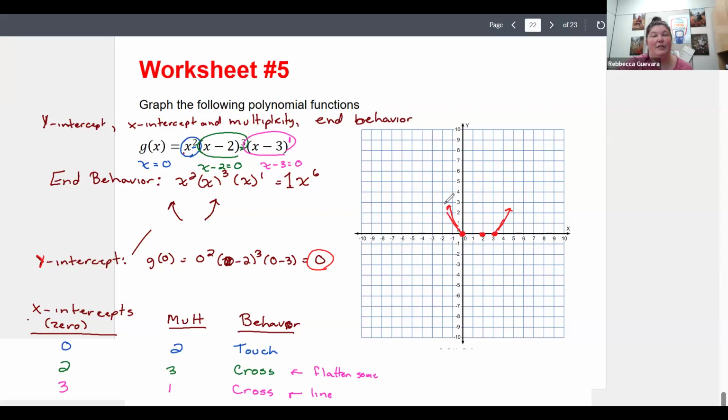So if that's true, what's going to happen here, I'm going to pick a new color, is I'm going to come at this 0, which has a multiplicity of 2, so I'm going to touch. So I come down and I touch and I turn away. I'm going to have to turn away and come back because I'm supposed to hit here at this 2. So a 0 at 2 had a multiplicity of 3, so we're going to cross. But remember, we need to flatten a little bit there. So we're going to come in like that. Then I have to turn back around again because I have to hit the 0 at 3, which is multiplicity 1, and I cross that one more like a straight line.